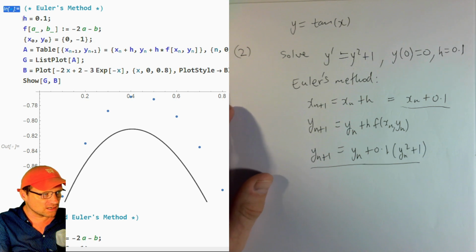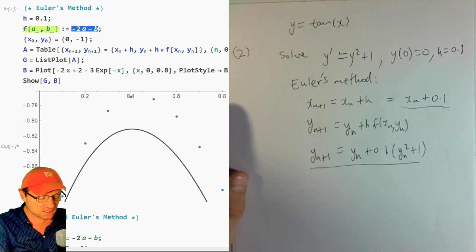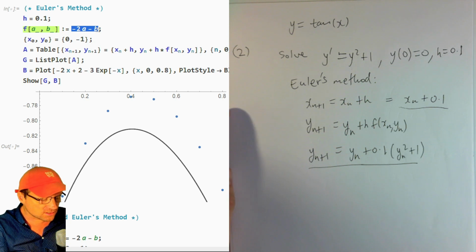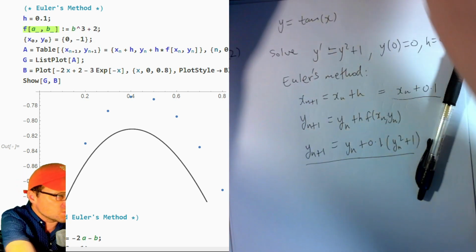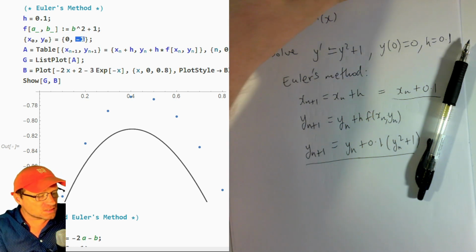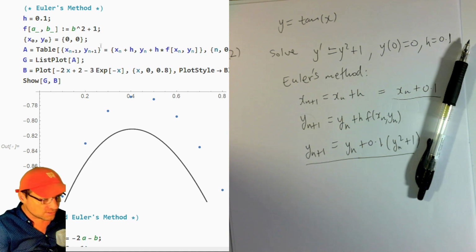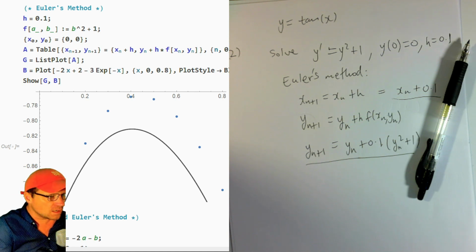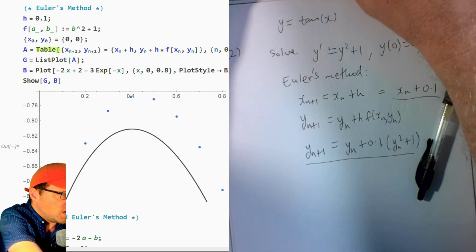So what I'm doing here, I put the step size in, I define that function. Here it's defined in terms of a and b. So what does this look like in our case? Well, this would just be b squared plus 1. All right, now y of 0 is 0, so we need to change that y subscript 0 to 0. So we've got the initial point 0, 0. And now in steps of 0.1, we need to go to, it's 1 over h, and then minus 1.